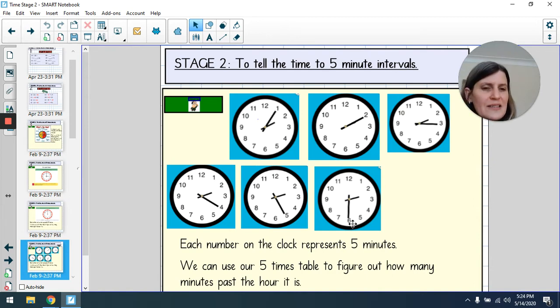But we don't really tend to say that. We tend to say half past 2. So if we're looking at times past the hour, all we have to do is count in 5-minute jumps. Let's have a go at reading some clocks then.